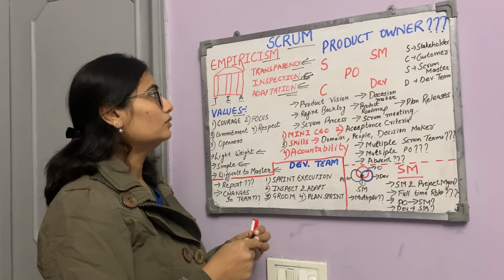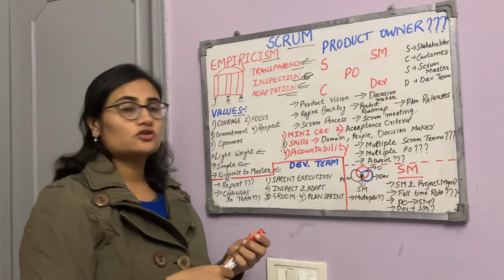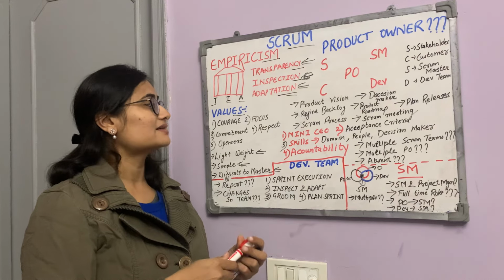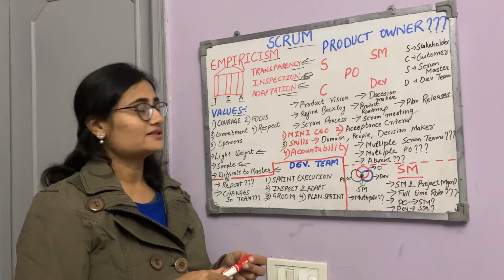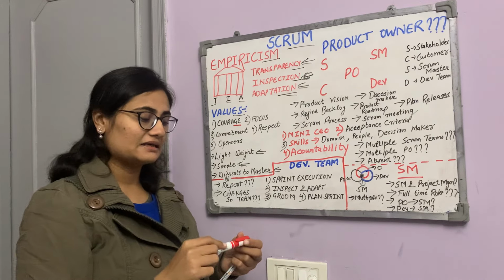So now the next topic which we are going to discuss within Scrum is the values of Scrum. The first value is courage.